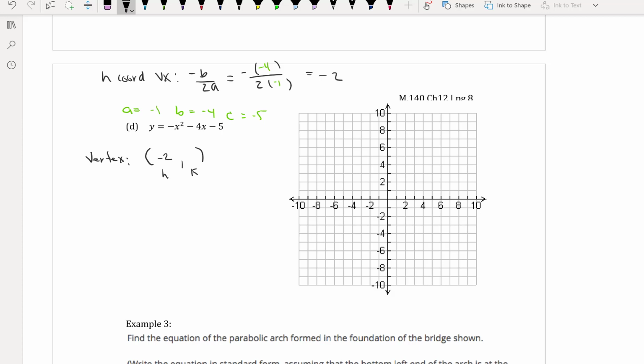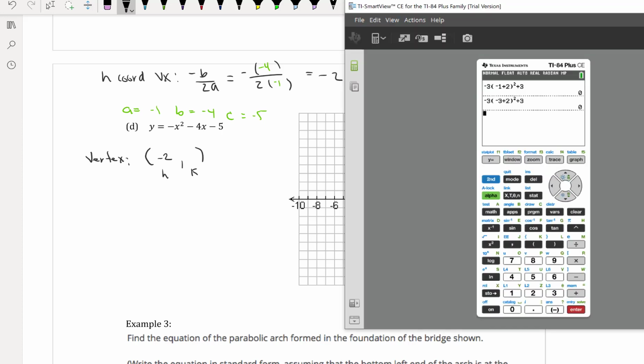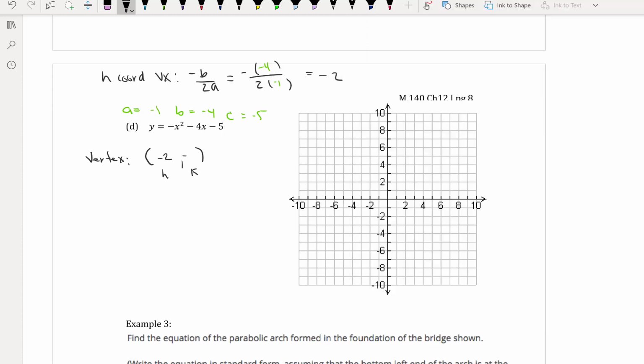To find the k value, I'm going to plug -2 into that equation. So I'm going to go ahead and do that using this calculator. So I'm going to plug -2 into my original equation. So negative, parentheses, that x value that I'm plugging in is -2. So I have to square that, minus 4 times my -2, minus 5. And that gives me -1 for my k value. So this value is going to be -1.